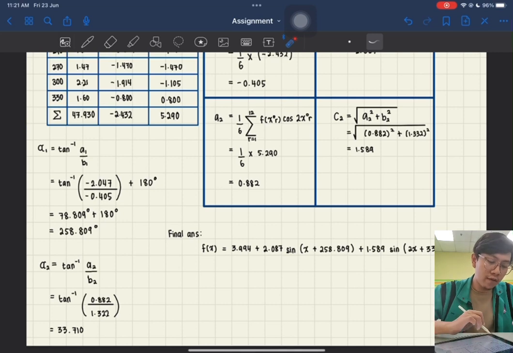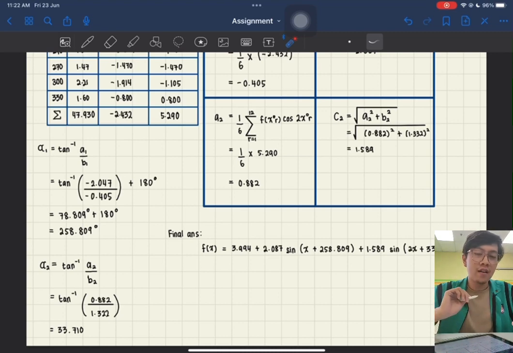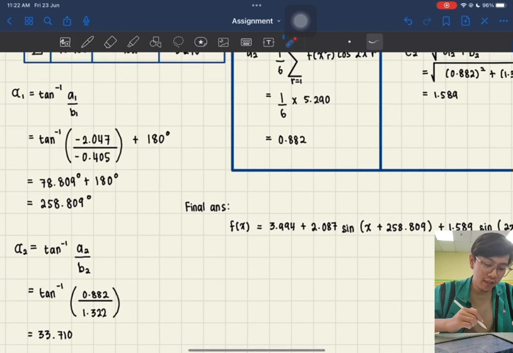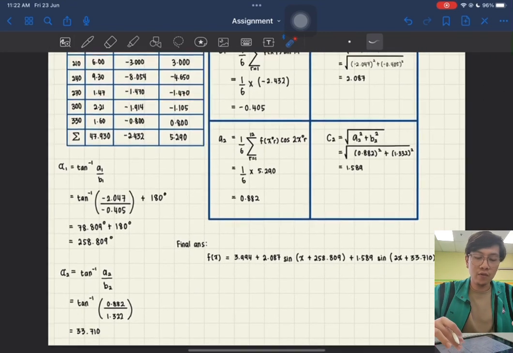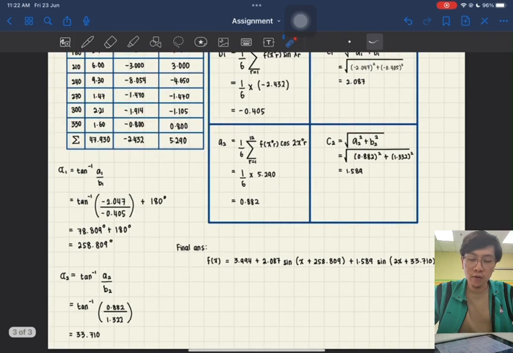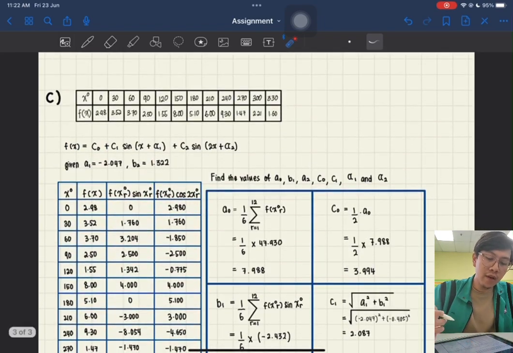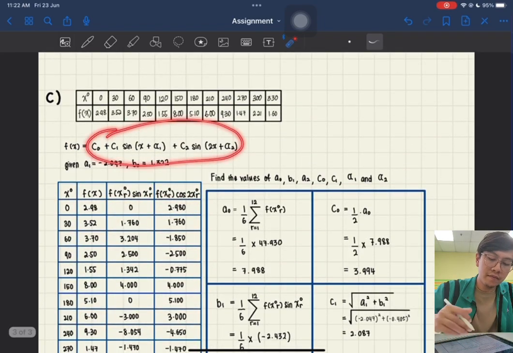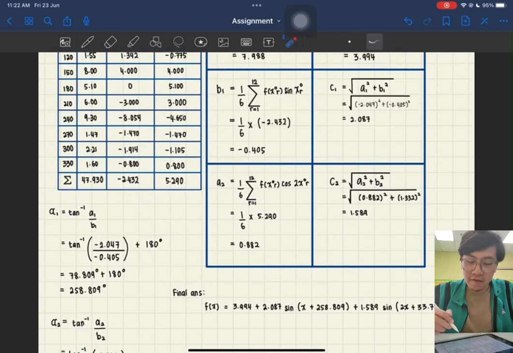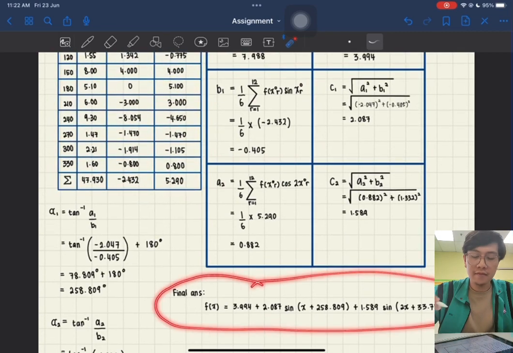Then we need to find the value of alpha 2, which is the same as alpha 1, inverse tangent A2 over B2. So this is the value, and then we need to substitute all the values of alpha 1, alpha 2, C0, C1 and C2 into this equation. So this is the final answer. So this is all from me.